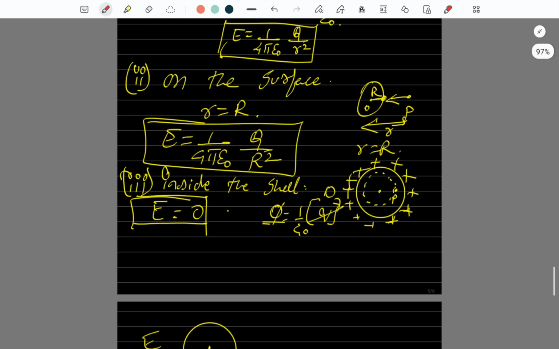In the next video, we will be discussing the thin long straight wire charged with linear density lambda.